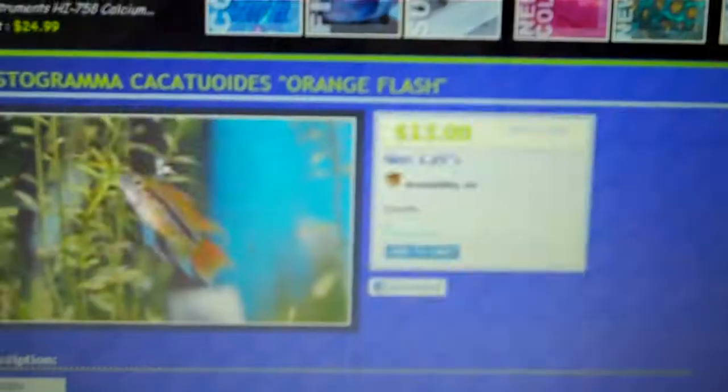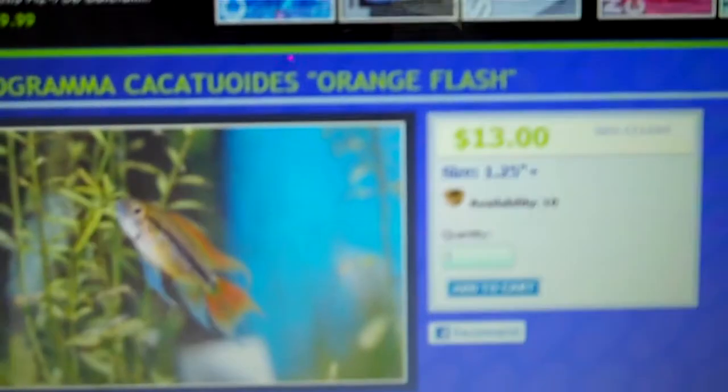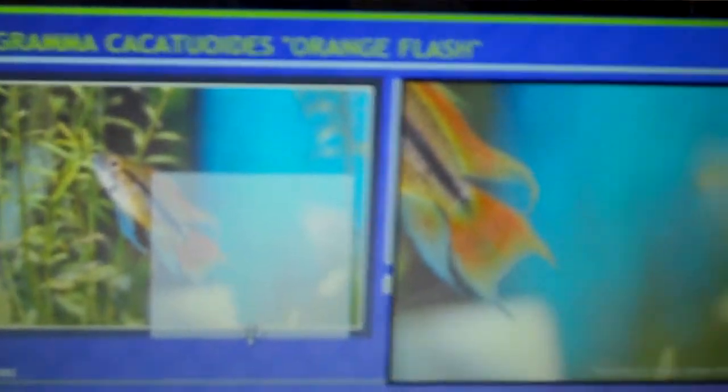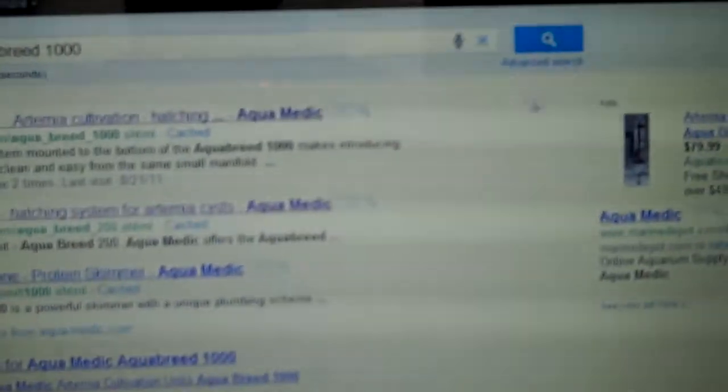Another place that has the epistogramma cacatoides, Orange Flash and Double Red, and a Gazi Double Red. And, what else? Dario, so. I buy from these guys. But their shipping's kind of expensive. And they are in California, so it'd be really hard on the fish to go all the way from the West Coast to East Coast.